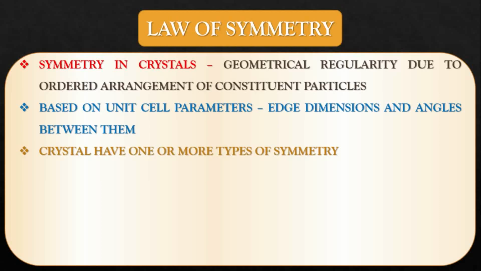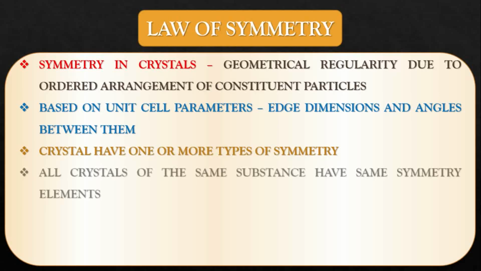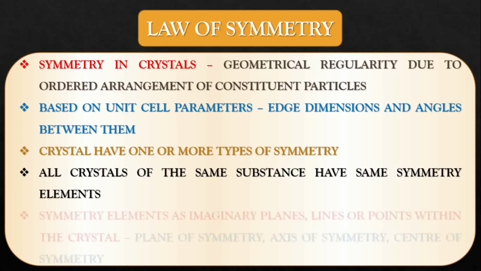Crystals can have one or more types of symmetry, and all crystals of the same substance will have the same symmetry elements. Say, for example, if we take a sample of sodium chloride, whatever number of crystals are there in the sample, each and every crystal will have the same symmetry elements.